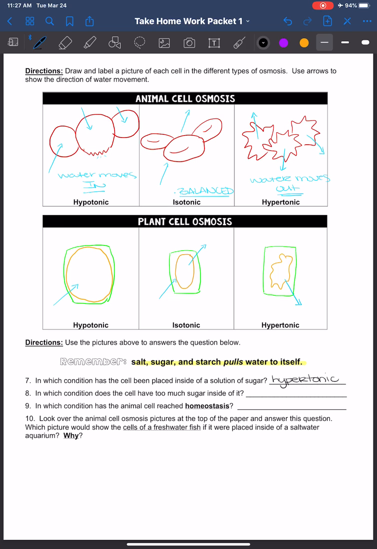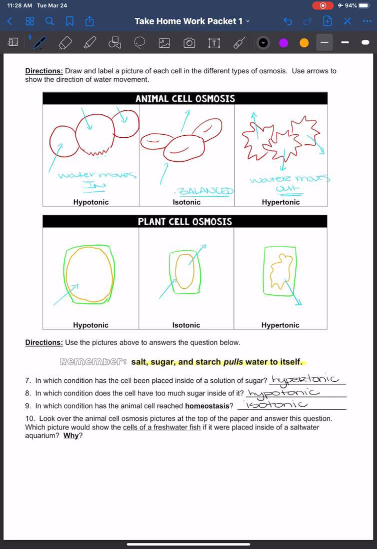In which condition does the cell have too much sugar inside of it? There's more sugar on the inside than there is on the outside, which means it's going to pull water in, and that would be a hypotonic solution. And in which condition has the animal cell reached homeostasis? Isotonic is nice and balanced, and that's where we're going to have homeostasis. So look over the animal cell osmosis pictures at the top and answer this question.